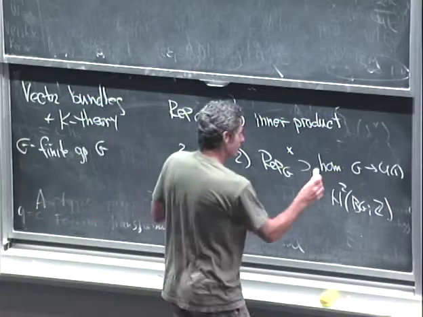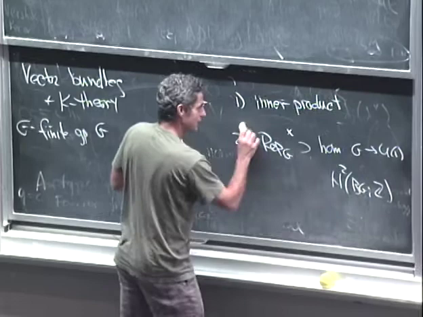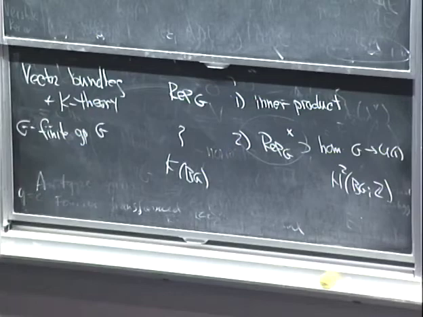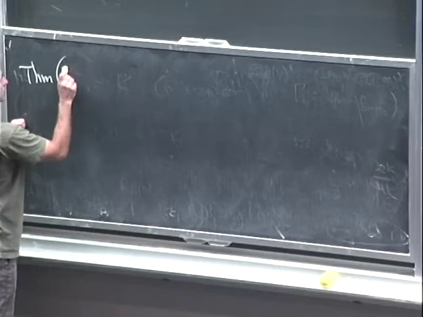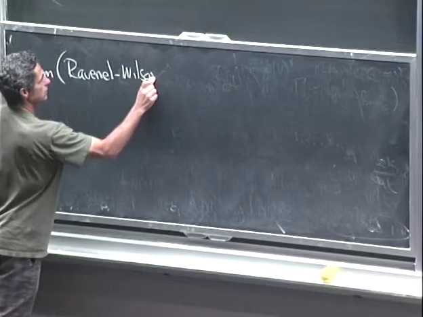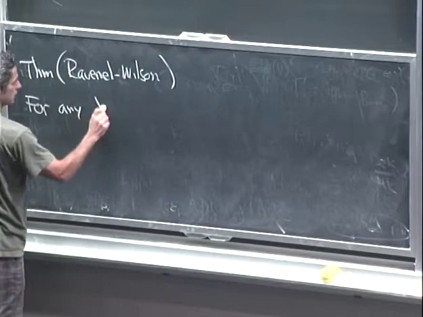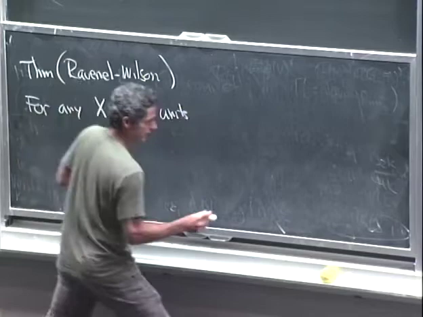Now the other thing about vector bundles, about vector spaces in K-theory, is that sitting inside the group of units is the group of characters, in the sense of one-dimensional representations of G. And that also has a generalization. This theorem is really due to Ravenel and Wilson. And that says for any X, the units, well, let me just say there's a canonical map.